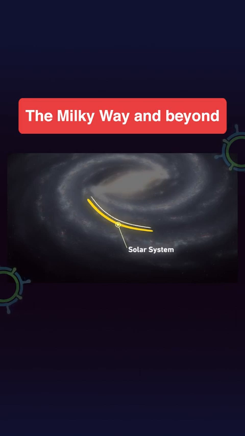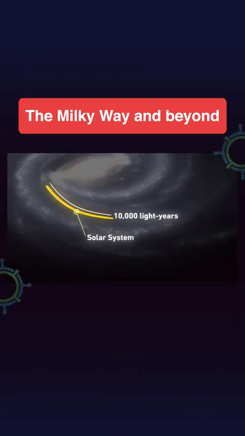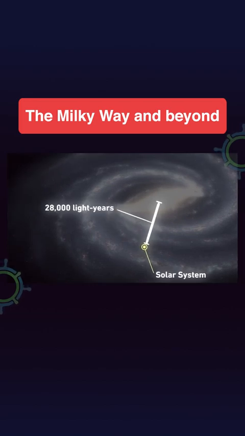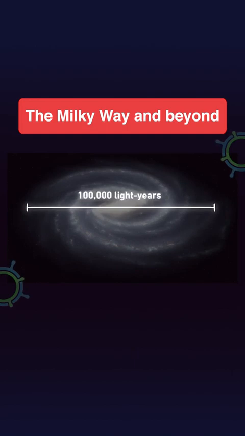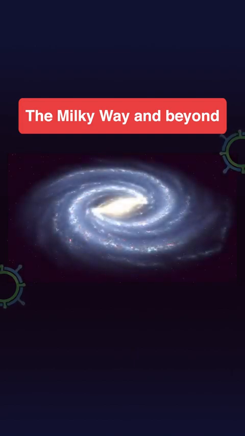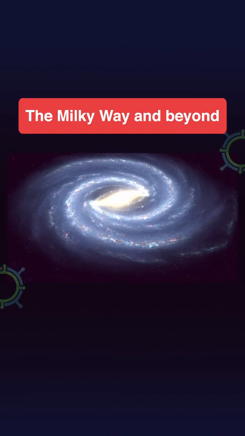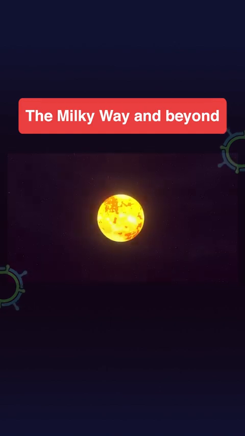The length of the Orion arm is 10,000 light-years. Our Sun is 28,000 light-years away from the center of the galaxy, while the length of the entire galaxy is 100,000 light-years. A light-year is an extremely vast distance. To imagine it better, let's take a closer look.